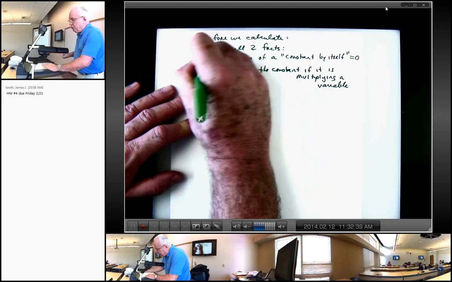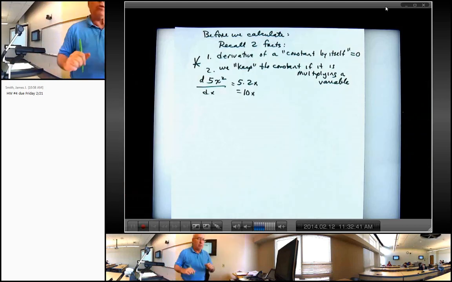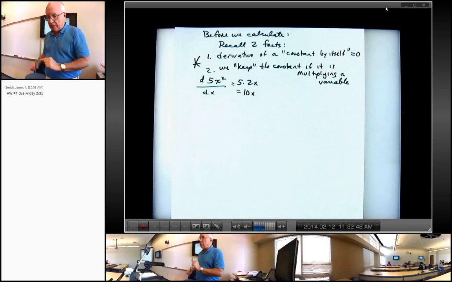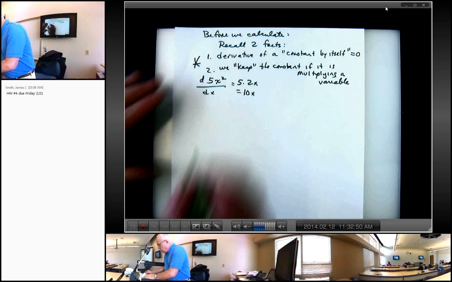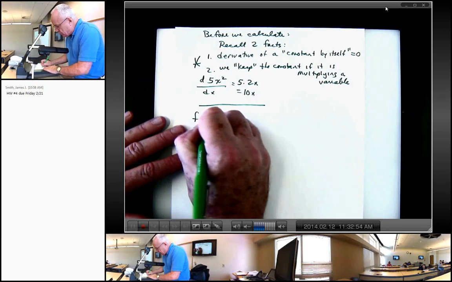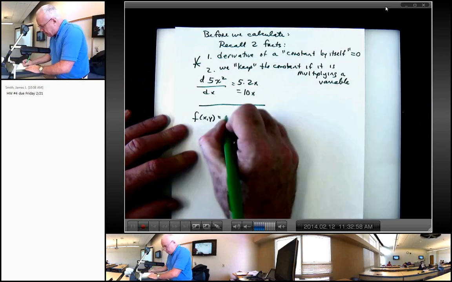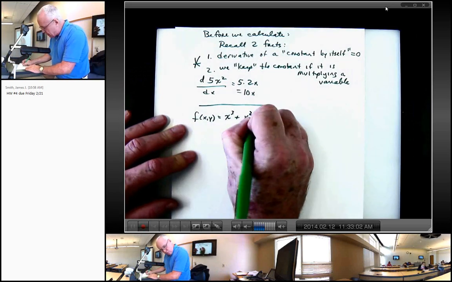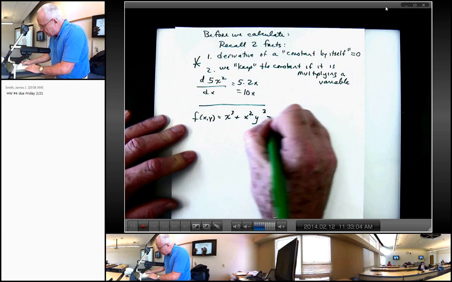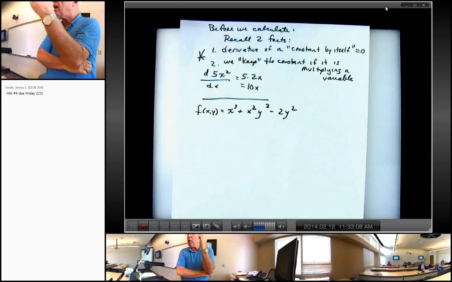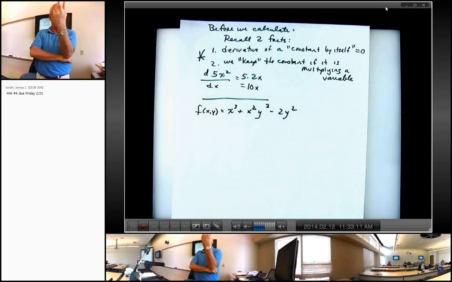And these two basic facts from Calc 1 are going to be what you use to guide you through correctly getting these partial derivatives. So let's look at some examples here. Let's look at f(x,y), a function of two variables, and it's a polynomial: x to the third plus x squared times y to the third minus 2y squared.